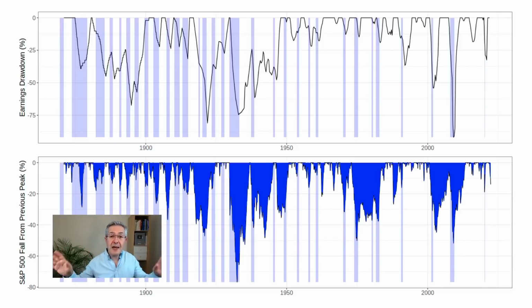And in this bottom panel, you can see the drawdowns for the S&P 500. Notice how when there's a very deep and prolonged earnings recession, you tend to get these very deep and long drawdowns for the S&P. That's not surprising because what really matters for US stocks is US profits.